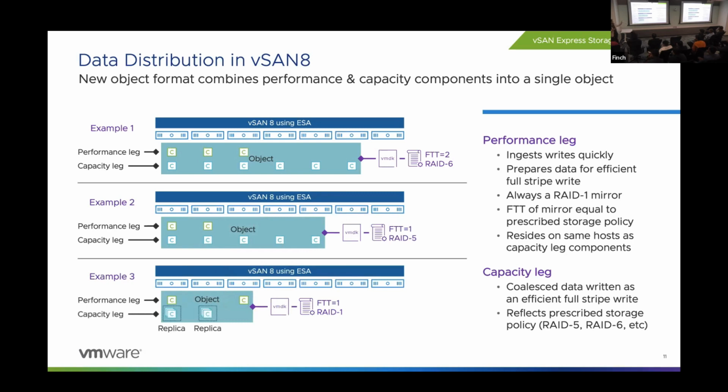But just to make sure that the performance leg always prefers RAID 1 mirroring, and the capacity leg is preferred to have RAID 5 and RAID 6. When it's combined, the FTT solution, or sorry, the FTT domains that are defined, it's perfect. So this is for vSAN 8. Again, vSAN before versions are really good. They are working as before, but this is something which is new with ESA.